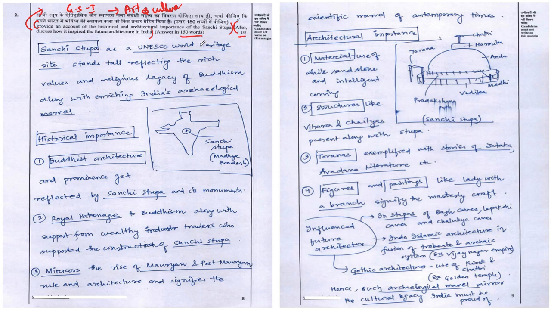And if you look at the topper's answer, there is a clear structure in the answer. That is, there is an introduction and there is a body of the answer. Also, if you look at the end of the answer, there is a clear conclusion. So, I would say this is a perfect way to write an answer. Whenever we write an answer, there should be a clear introduction.